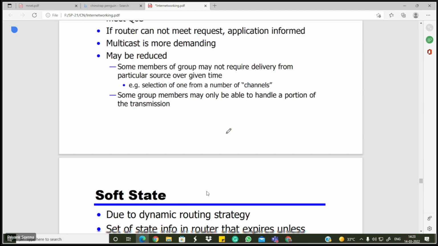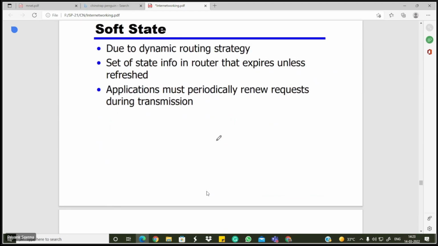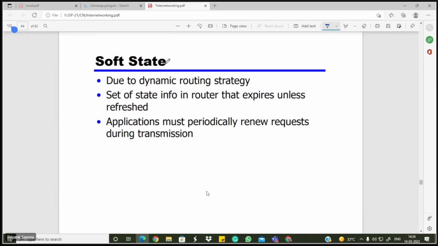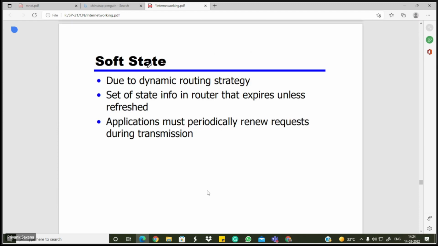So in resource reservation, the information in the routers about a reservation of a particular flow is maintained in the form of soft states. These soft states are updated dynamically, because, as you know, the internet is a dynamic environment and things change very fast. So it is a set of state information in the router that expires unless refreshed, and this information needs to be refreshed from time to time. Otherwise it will expire.